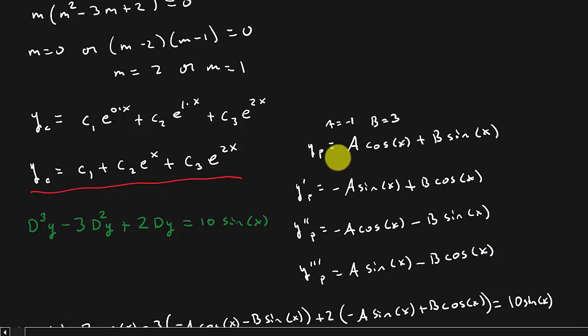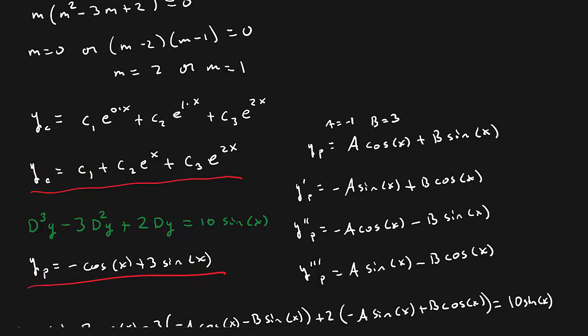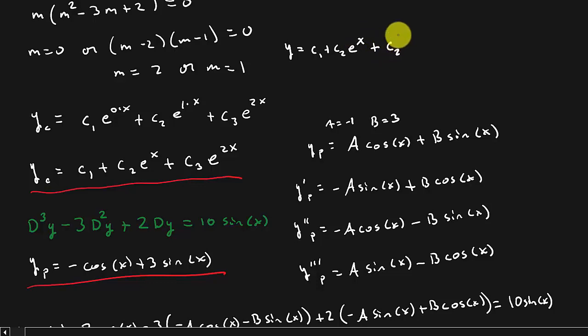So we got to plug that into here. So we get, and I'm going to write yp here, yp is equal to negative cosine x plus 3 sine x. All right. So there's your yc, yp, and so y is equal to c1 plus c2 e to the x plus c3 e to the 2x. Okay, so y is y sub c, which is this, plus y sub p, which is this. So minus cosine x plus 3 sine x. And there's your answer.